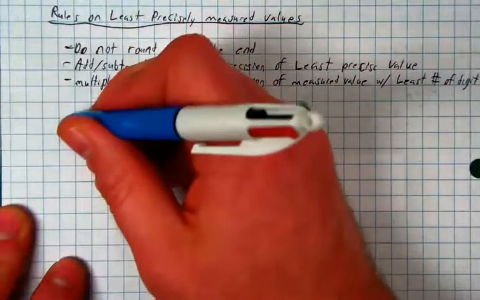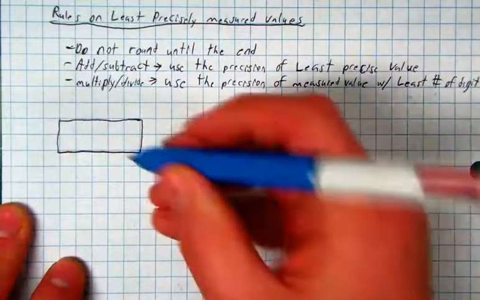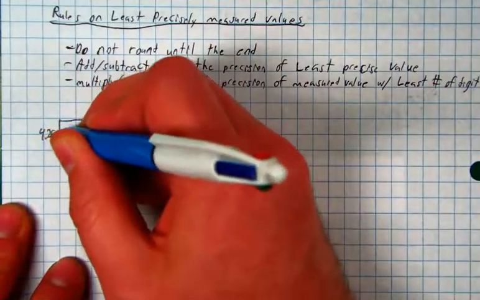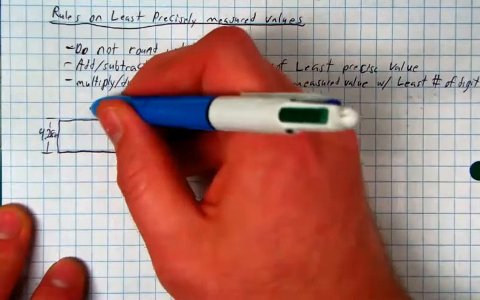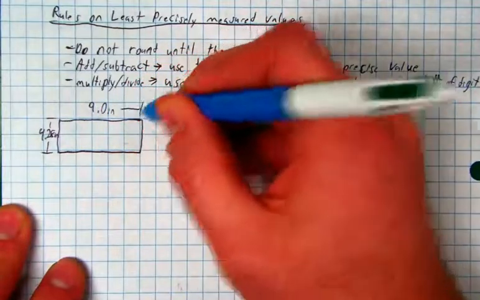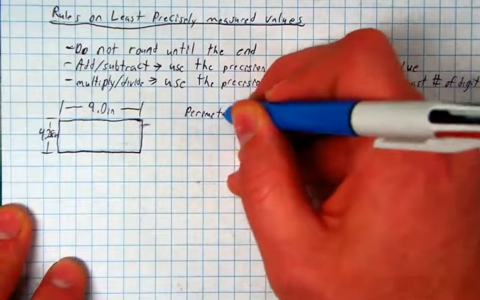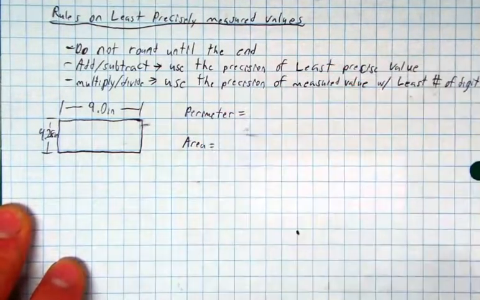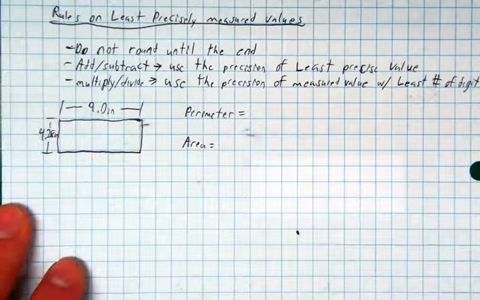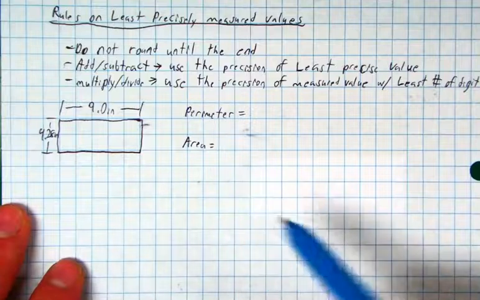Let's draw ourselves a rectangle. And let's say this rectangle is 4.28 inches tall. And let's say it's 9.0 inches wide. I've got 2 questions for you. What is the perimeter? And what is the area? I'll give you a second to catch up with me.